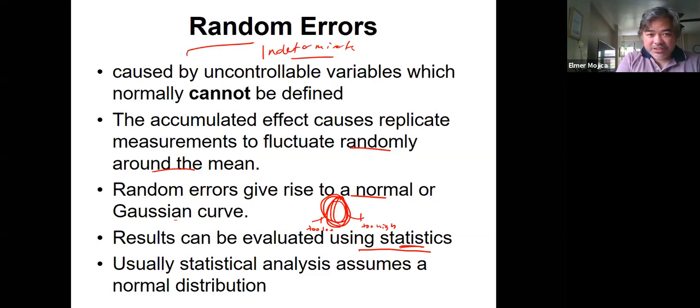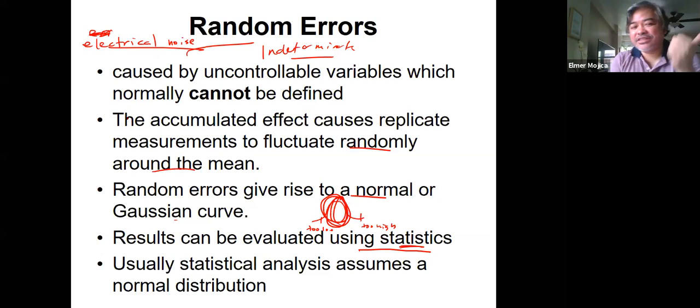Okay, examples of random errors. We have the so-called electrical noise. Most instruments are run by electricity. So if there's fluctuation in your electricity, it can give some erroneous noise in your signal.